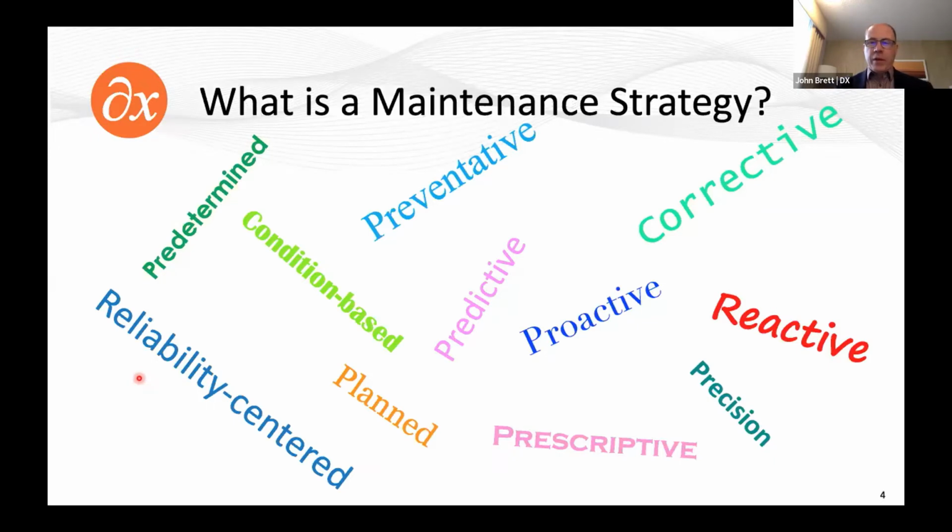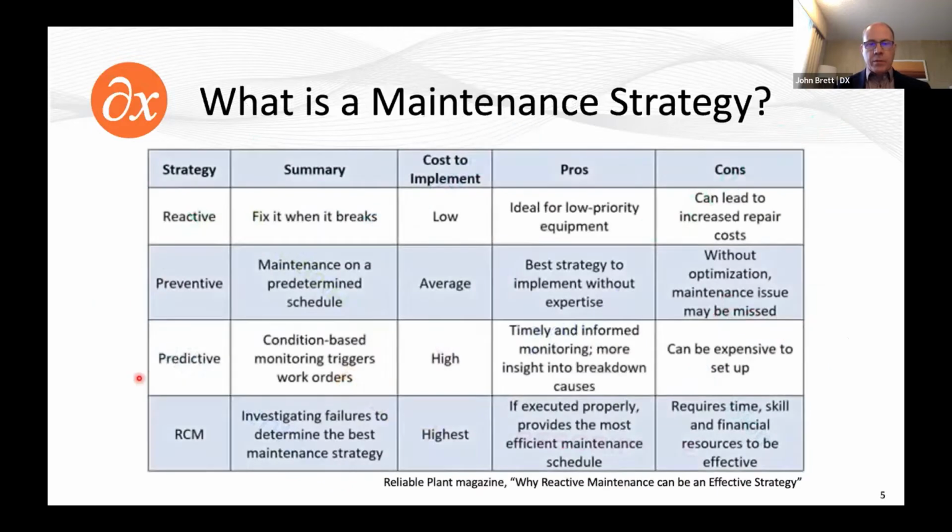But I found one that simplified it to what I think is appropriate. I borrowed this from Reliable Plant magazine. This was for an article that was talking about reactive maintenance. It can be an effective strategy, which is basically a run-to-failure type approach. Now, the one thing I'll say here is, in the research I was doing in preparing for this talk, the articles I'm reading all refer to each one of these lines as a separate maintenance strategy. And I don't really agree with that.